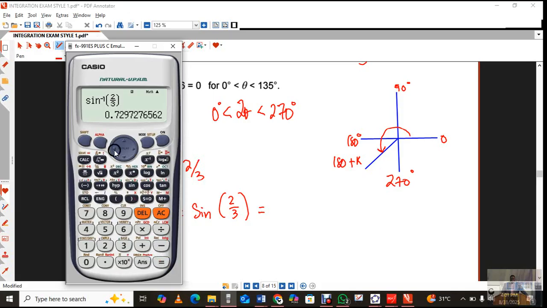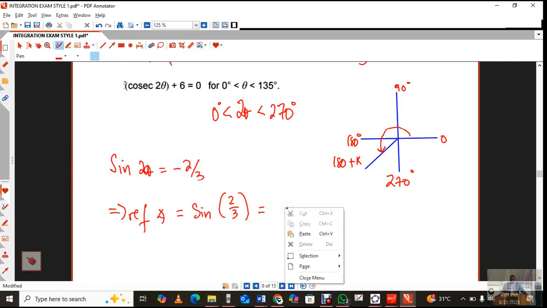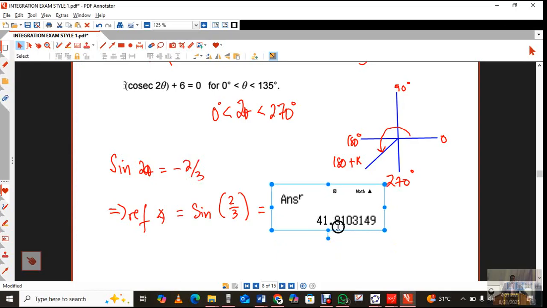Okay, this calculator of mine is still in radian mode. So we're going to move it back to degrees. I'm going to change that back to degrees, because it was in radian mode. All right, so that's the answer in degrees. That's our reference angle. My calculator is now back there.